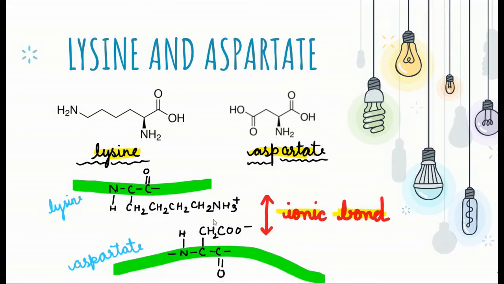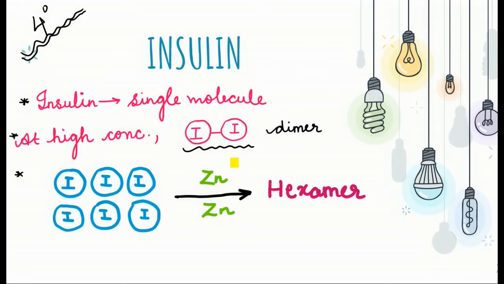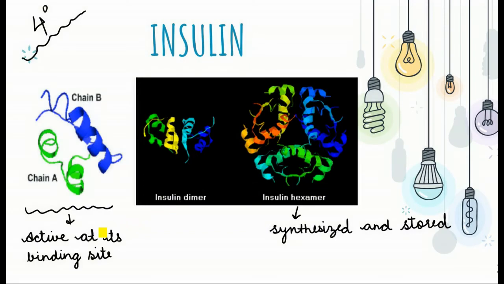Finally comes insulin, which is an example of quaternary structure. I have been describing insulin as a single molecule, and for the most part it is. But at higher concentration, two insulin molecules come together to form an insulin dimer. And in the presence of two zinc atoms, 6 molecules of insulin can come together to form a hexamer. So insulin is synthesized and stored as a hexamer, a trimer of insulin dimers. Insulin is active as a monomer at its binding site. But when the insulin hexamer releases monomers, the monomers have a strong tendency for dimerization.